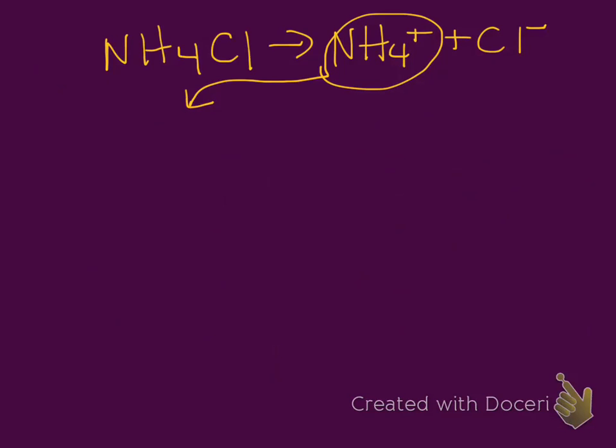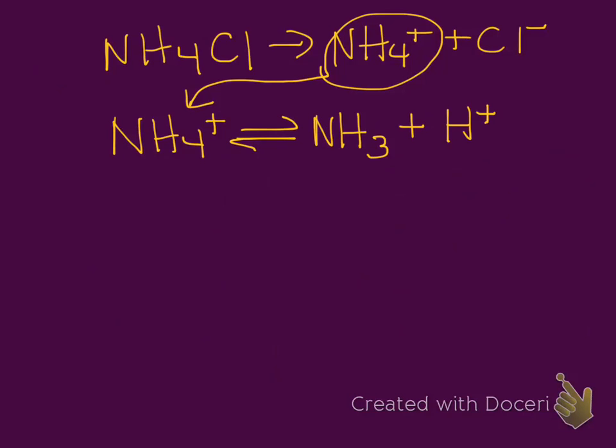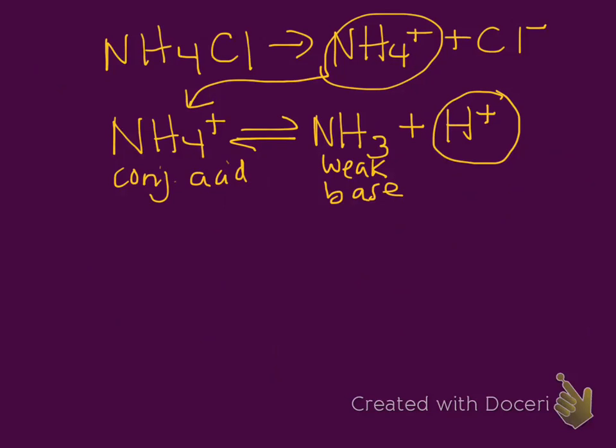Now, all conjugate acids and bases in the salts that are not neutral are going to be weak. So they're going to set up a dissociation in water in which they reform the weak base they came from and give off a proton, because that's what makes them a conjugate acid. So this is your conjugate acid, this is the weak base that it came from, and that's what actually makes it acidic.